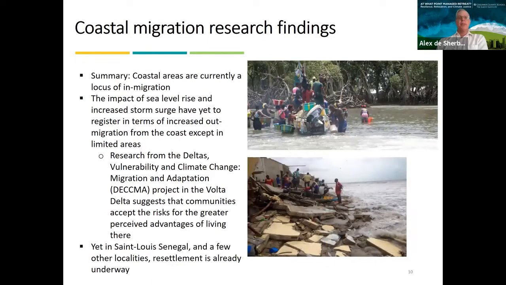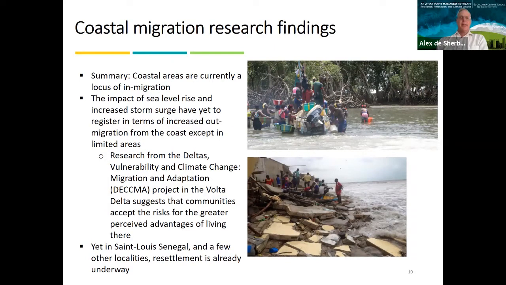So what we know from research findings is that, in fact, coastal areas are still typically areas or locus of in-migration. People have not really yet registered the impacts and decided yet to move out of these areas owing to the impacts. The DECMA project, for instance, found that in the Volta Delta, communities essentially accept the risk for greater perceived advantages of living in that Delta area, maybe higher soil fertility, maybe greater opportunities for commerce. It's certainly more centrally located on the border between Togo and Accra. So there's a lot of reasons why people choose to live there.